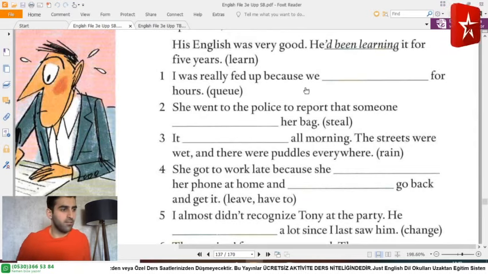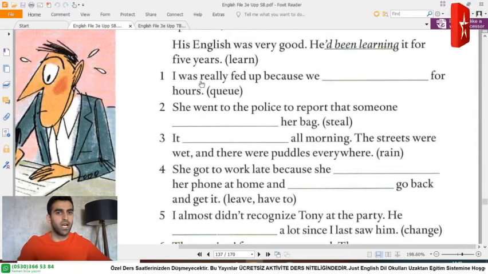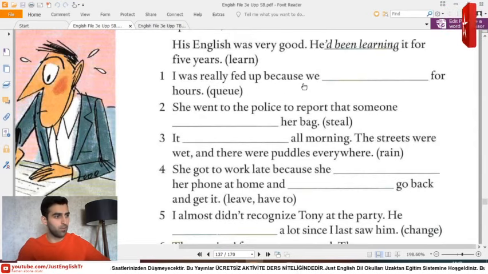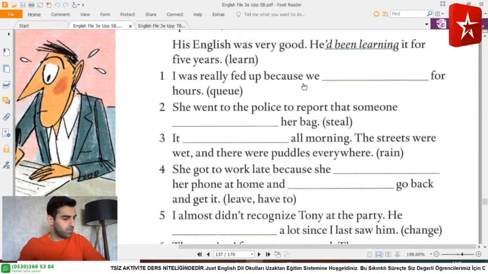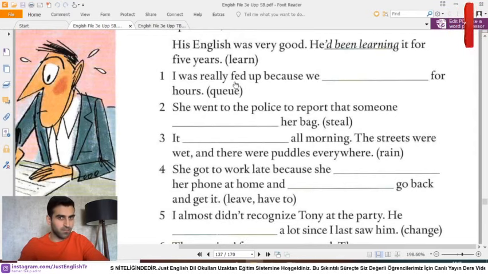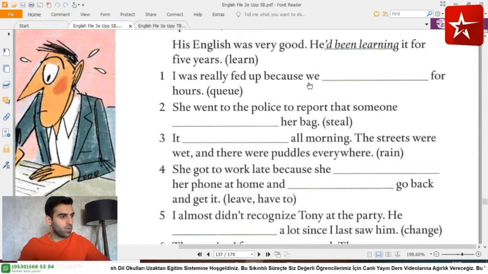Okay, I'm waiting for number 1. I was really fed up because we what? Number 1. I've been waiting for your answers, guys. I was really fed up because we what? Past perfect or past perfect continuous.